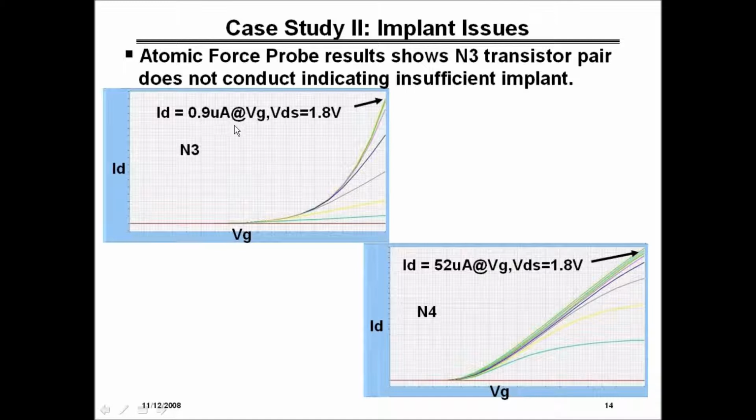And so we were able to verify that even though there was some type of implant there, it wasn't sufficient to allow good conduction between the two transistors. And so that pretty much settled the argument in the fab.